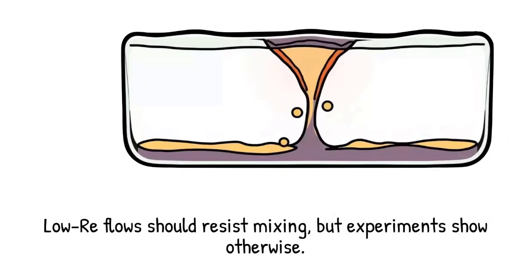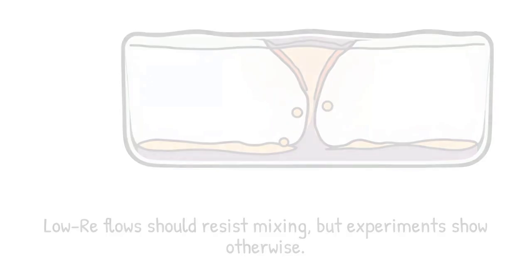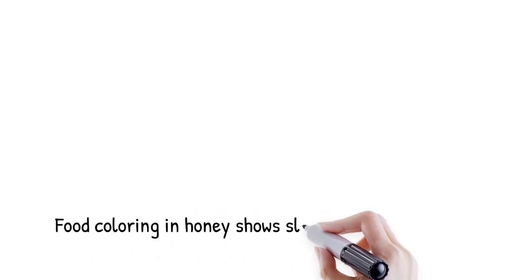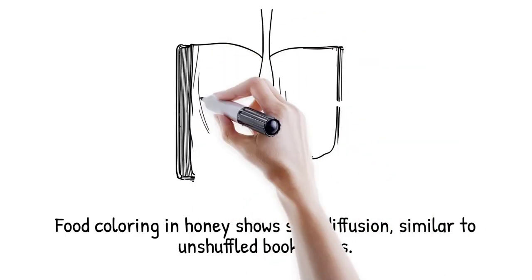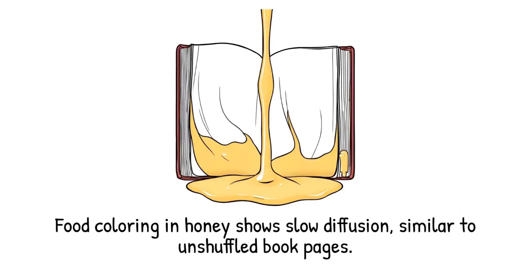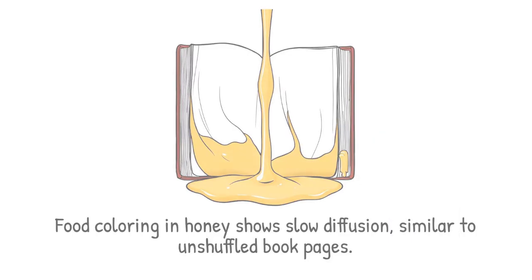Diffusion-limited transport defines the laminar world, yet experiments often show vigorous mixing even under these conditions. Food coloring in honey diffuses extremely slowly, remaining as unmixed streaks without agitation. It is like pages of a book sliding past each other without ever shuffling the words together.